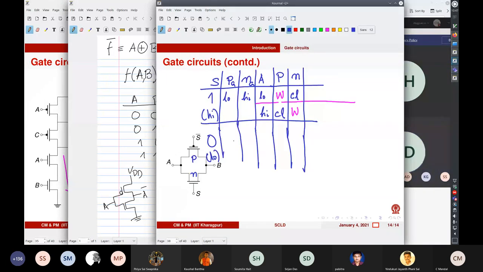Yeah. So when S is low, of course, then you have the gate of this is just the opposite. This is low and this is high. Okay, and again you consider those two cases.